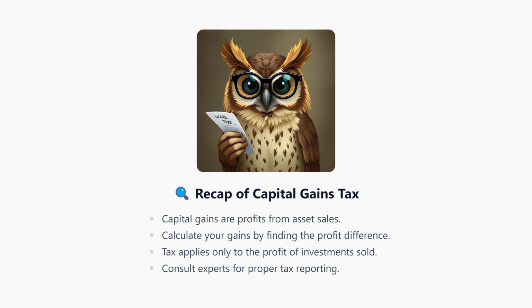Let's summarize what we've covered about capital gains tax. Capital gains occur when there is profit from the sale of assets. The taxable amount is the difference between the sale price and the purchase price. Taxes apply only to the profit segment of your investments sold. Always consider consulting tax professionals to ensure accurate reporting.